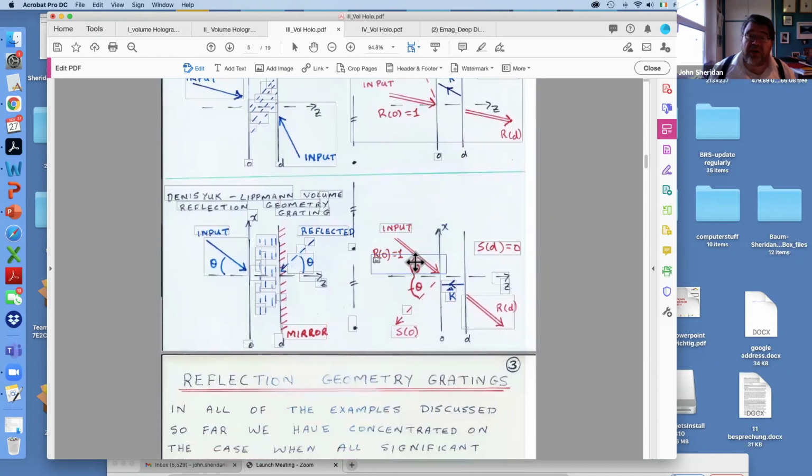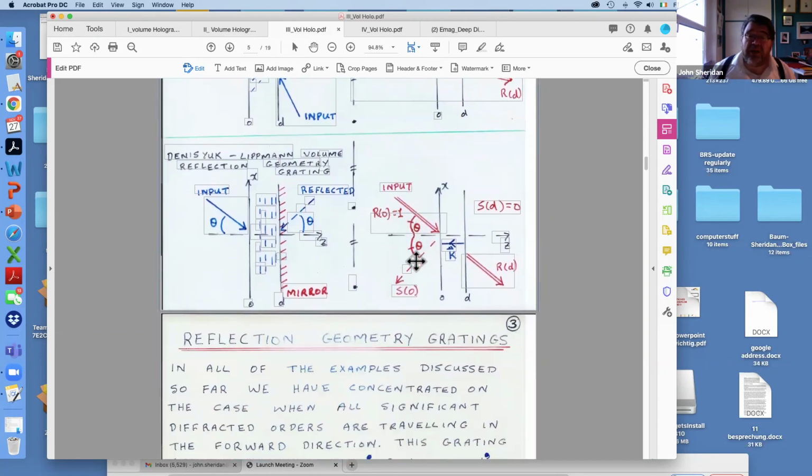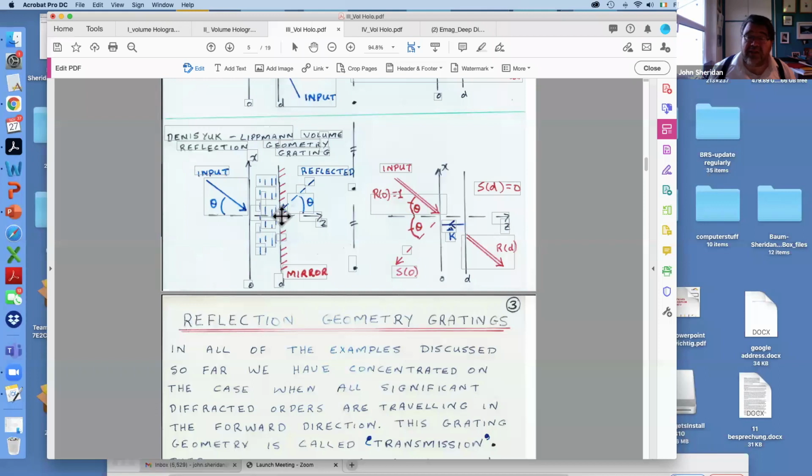The Denisyuk or Lippmann type reflection geometry is very much this unslanted, and it can be produced, for example, by exposing. You can get a nice unslanted dielectric mirror by simply illuminating with a single beam and placing a mirror behind the actual holographic emulsion. And then you're going to get a specularly reflected beam from the emulsion, which will produce a standing wave pattern with fringes as shown, and that will produce our dielectric mirror.